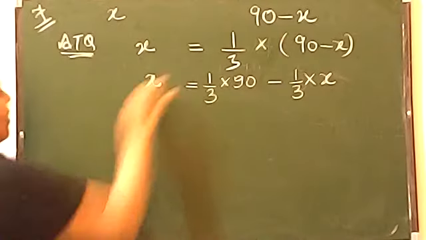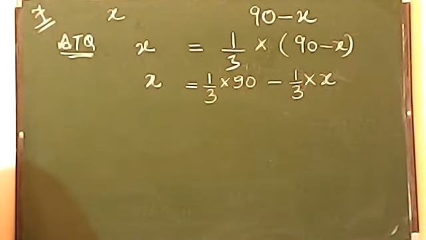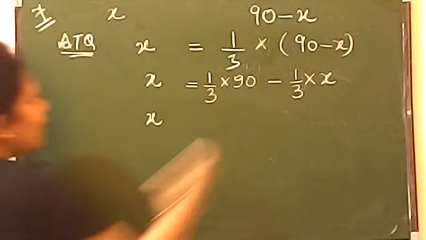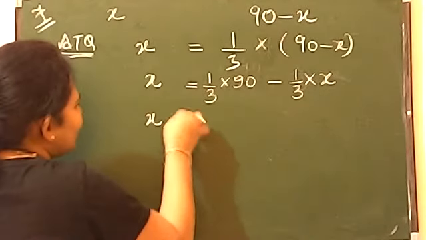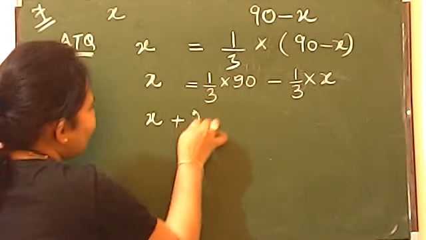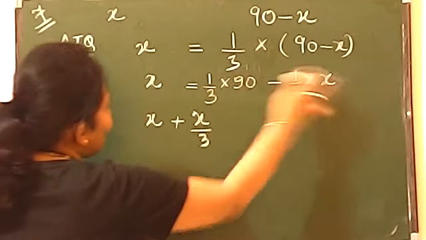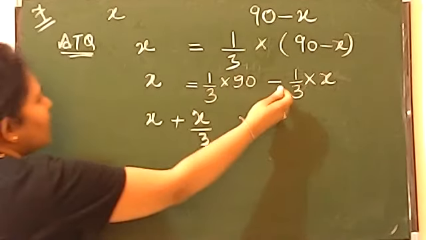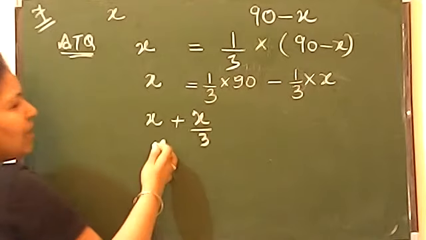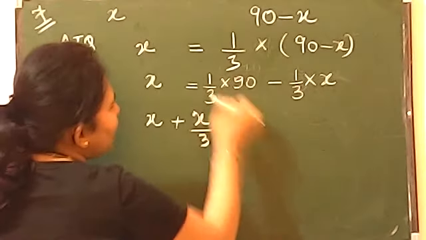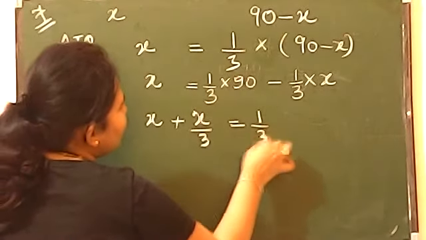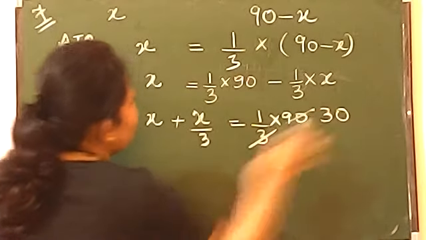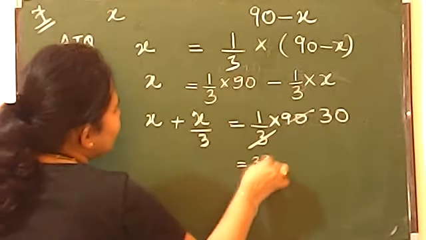And this x will remain here only. Now take all the x to one side. So x will be here only. This minus will come here as x by 3, because 1x multiplied gives you 1x only. So when you bring it here, the minus will come here as plus. And now this will be 1/3 into 90. So 3 ones are 3, it will give you here 30. So here we got 30, beta.